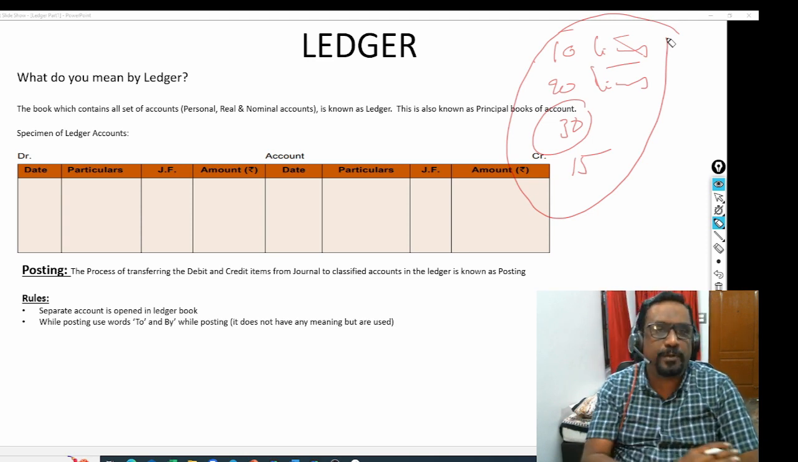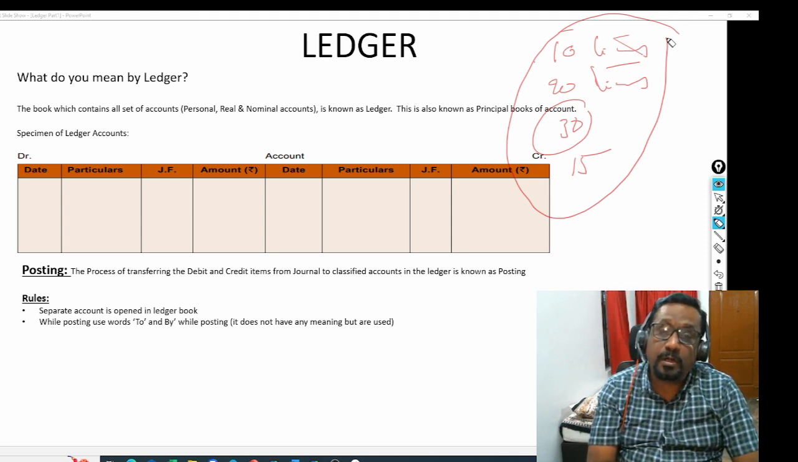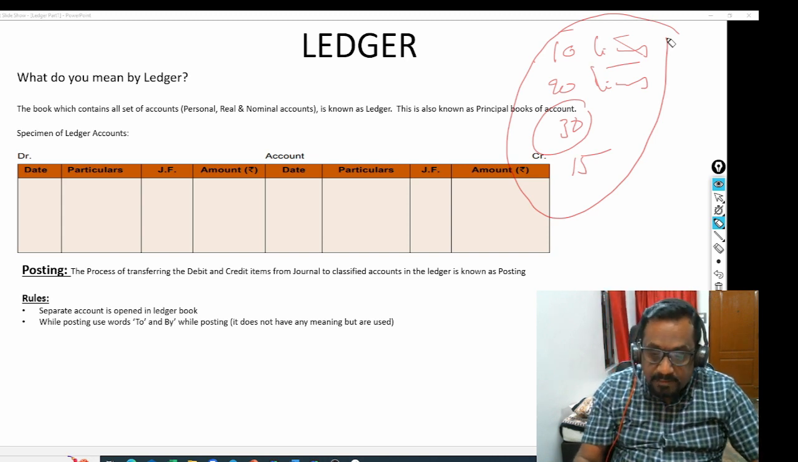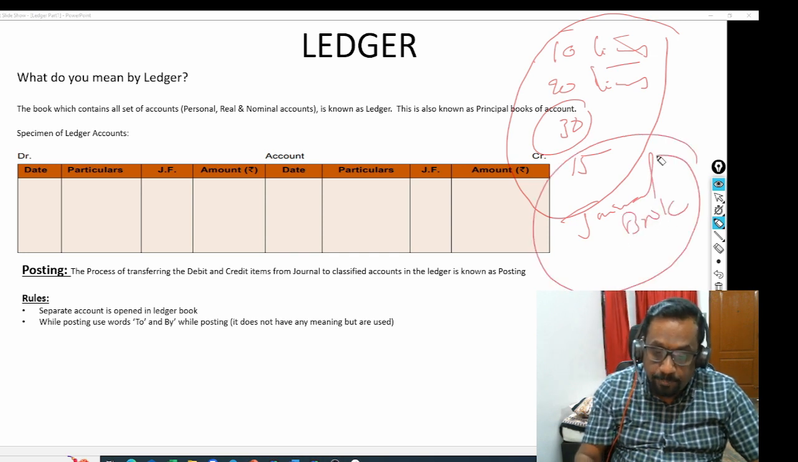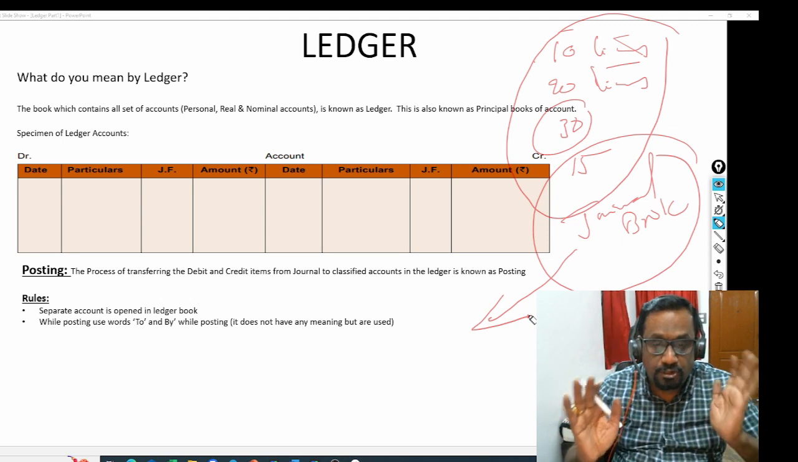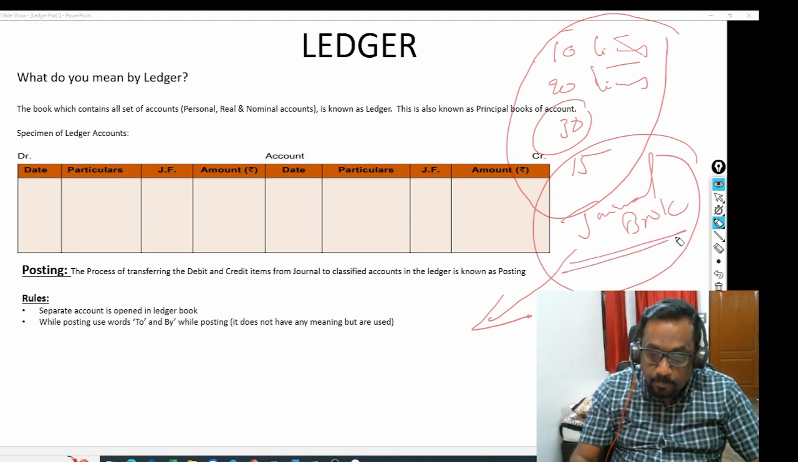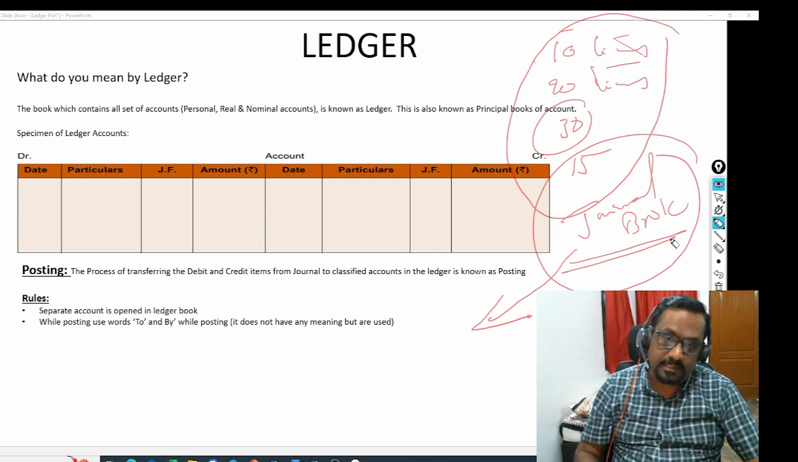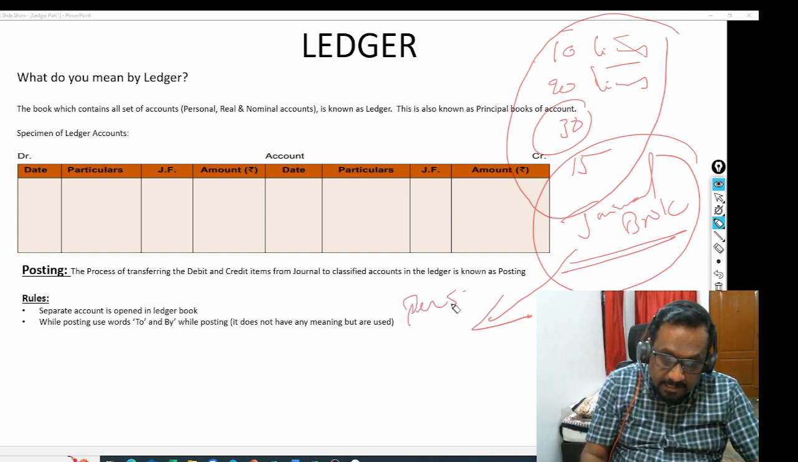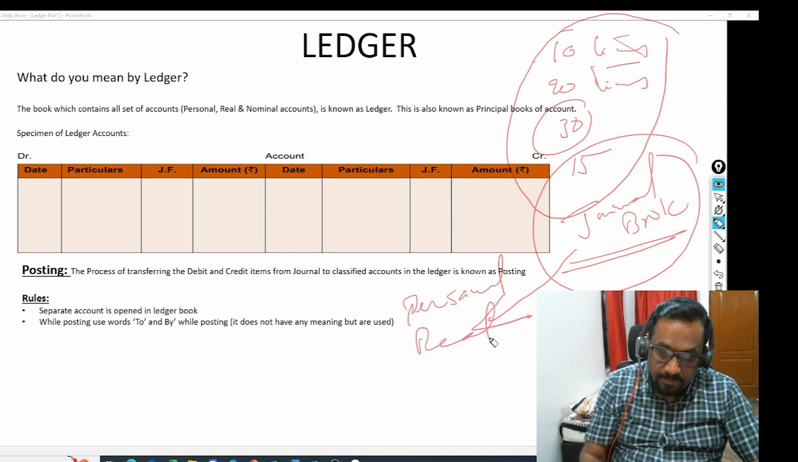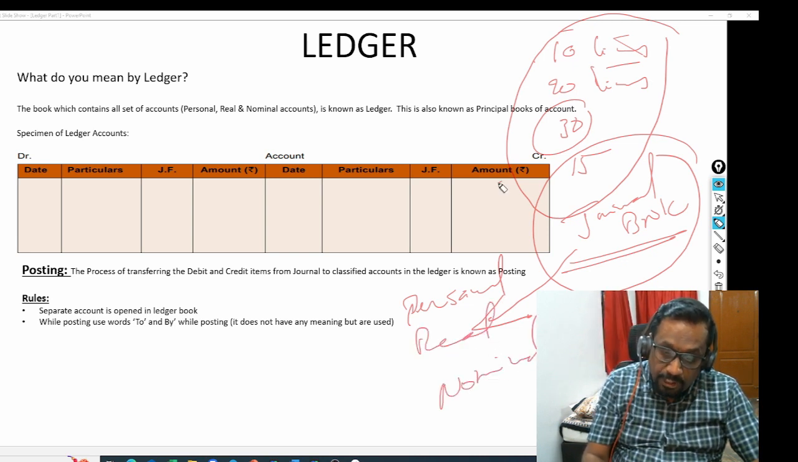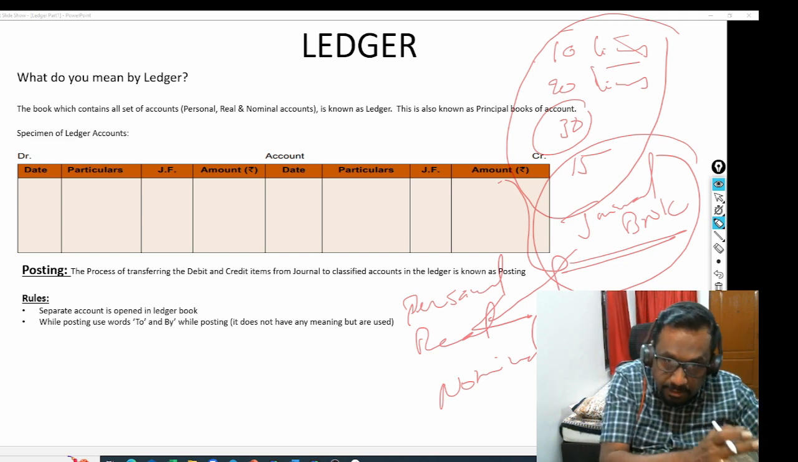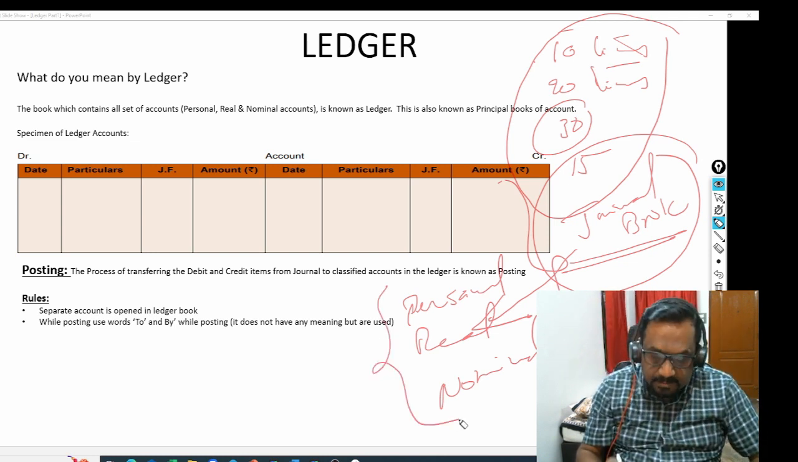I just wanted to see how much. So for that, what you are supposed to do is, whatever journal entries you are posting in the journal book, they have to be segregated into different accounts. What are those different accounts? We already discussed. One is personal account, real account, nominal account. So we need to segregate whatever entries you posted into the journal book into these three categories.